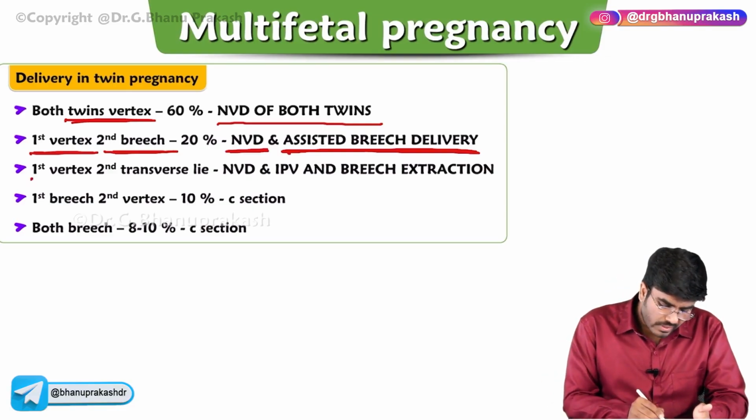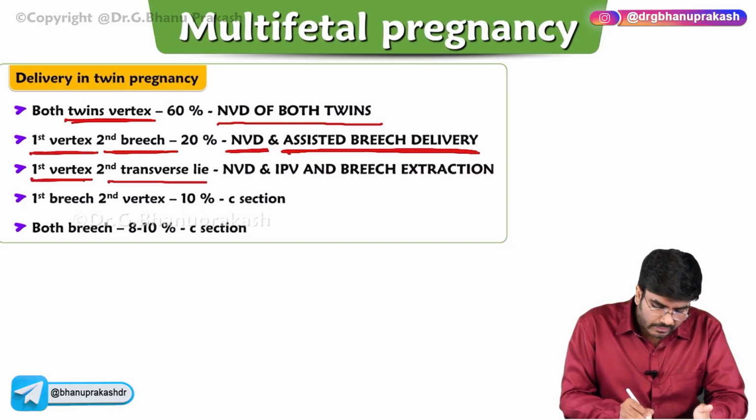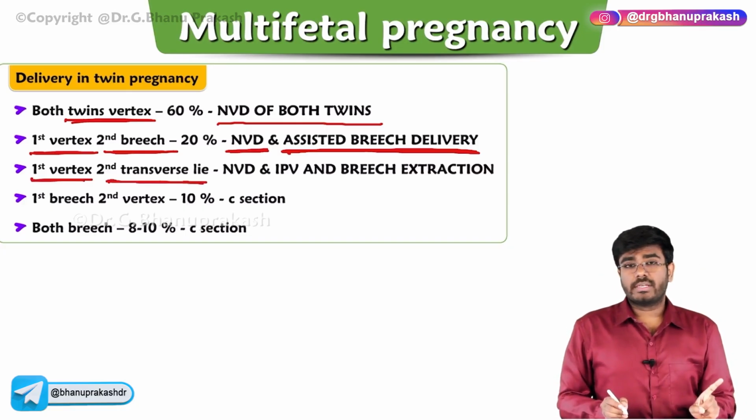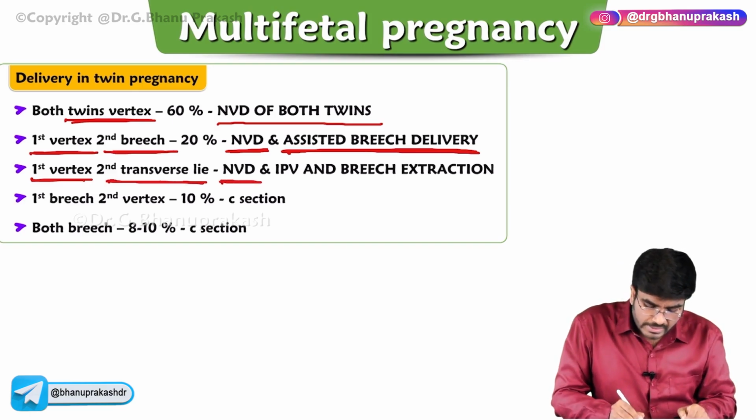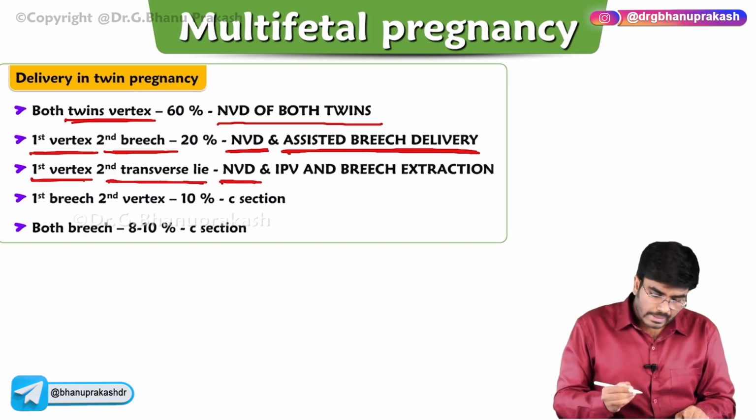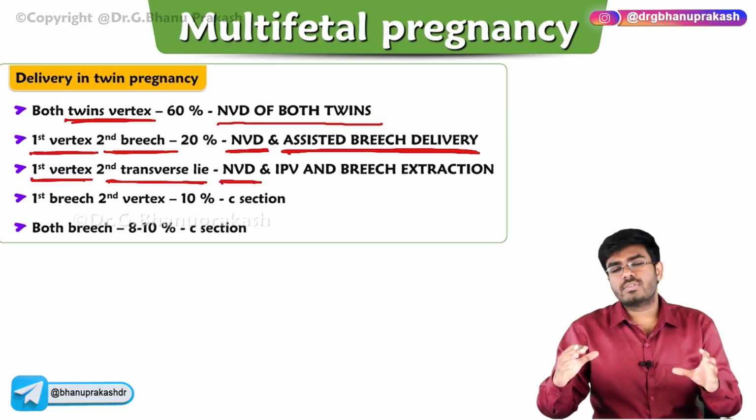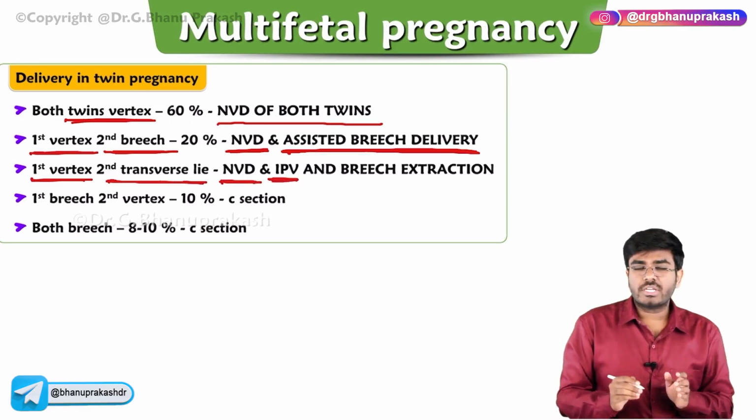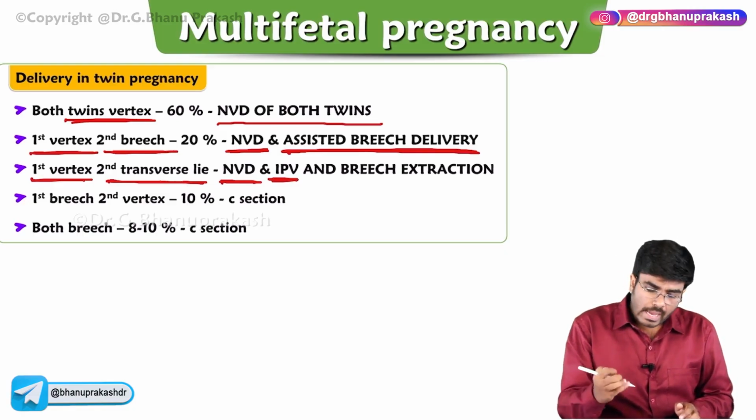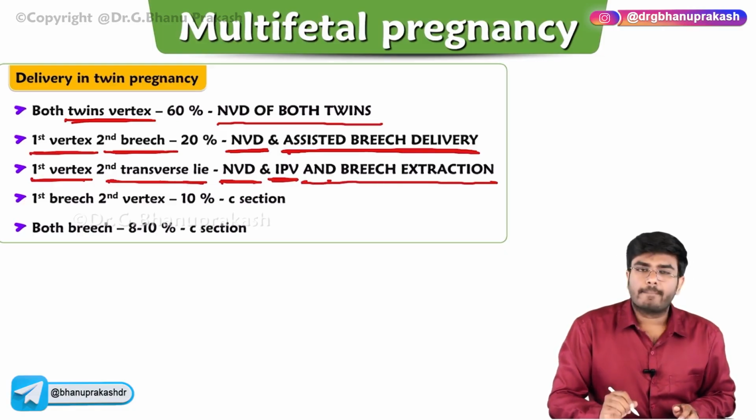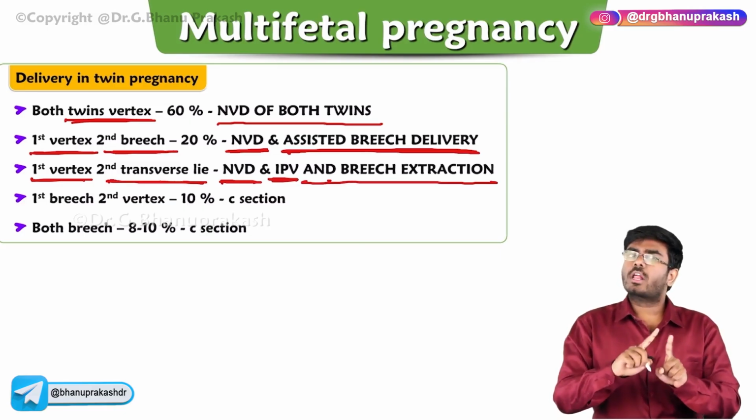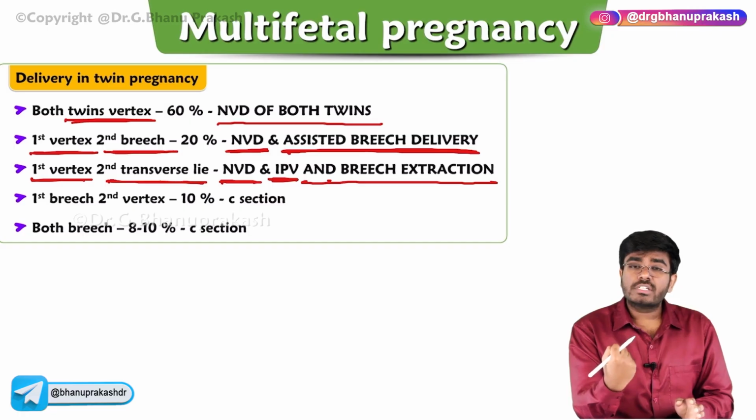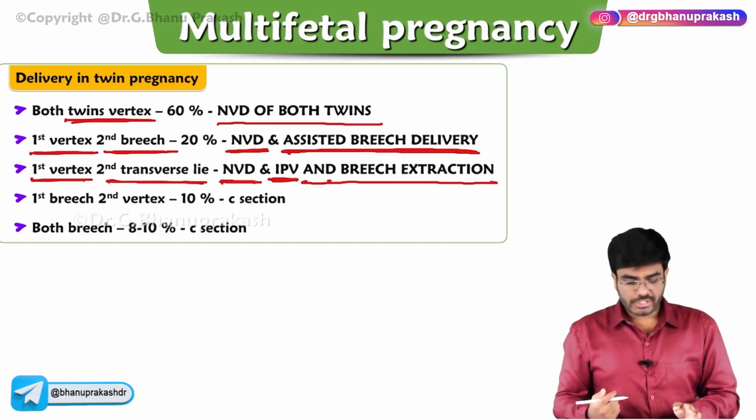Okay. Now, first twin is in vertex and second twin is in transverse lie. If the first twin is in vertex, we can try normal vaginal delivery. So I am doing normal vaginal delivery of the first twin, and if the second twin is in transverse lie, what can we do? We will be doing internal podalic version and breech extraction. Very important. First twin vertex, normal vaginal delivery. Second twin is in transverse lie, do internal podalic version and do breech extraction.